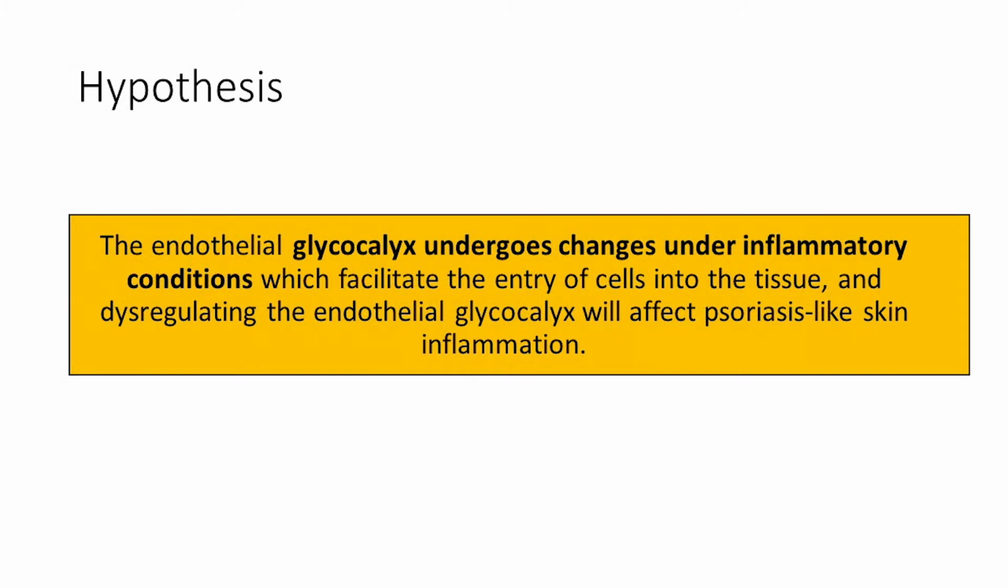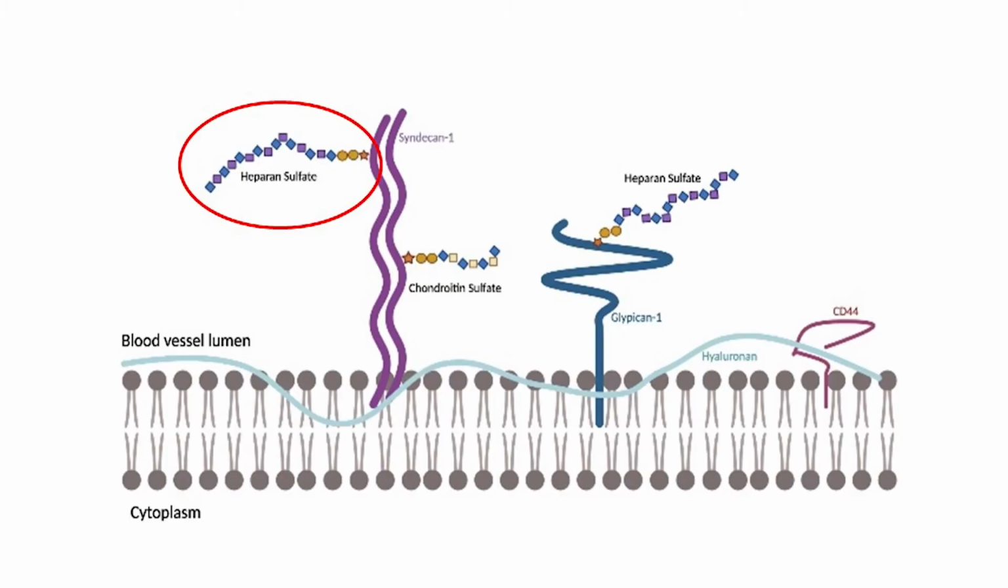And if we dysregulate this glycocalyx, this will have some effect on the outcomes of psoriasis-like skin inflammation. So this is more of a structural diagram of what the glycocalyx looks like. And I'm just going to draw your attention in particular to heparan sulfate. And this is a highly sulfated glycosaminoglycan, which is really integral to some of the roles that the glycocalyx has.